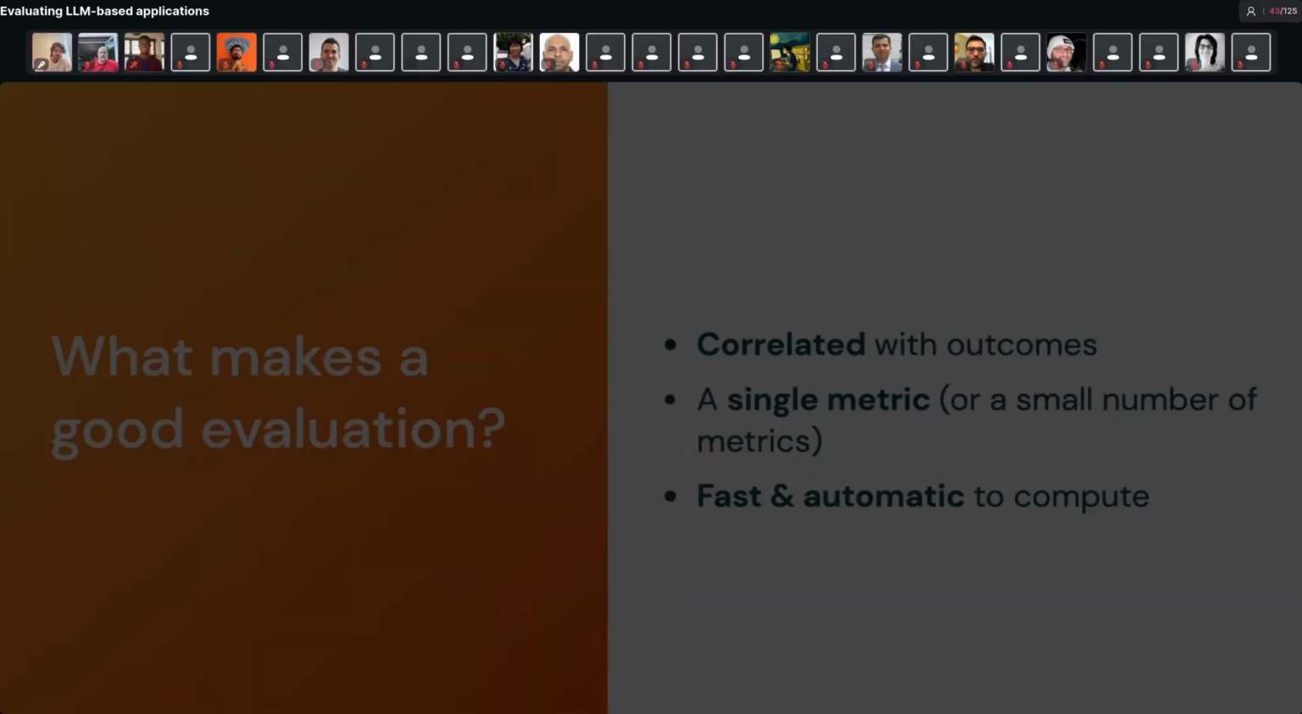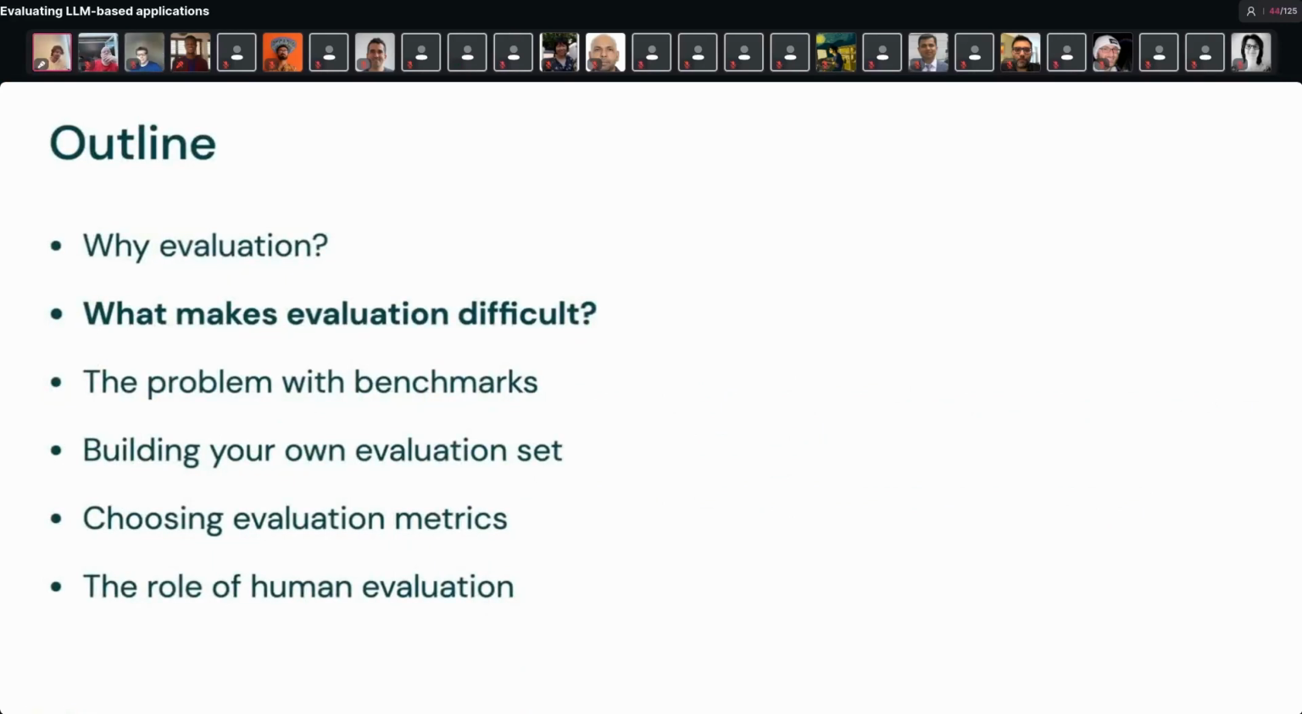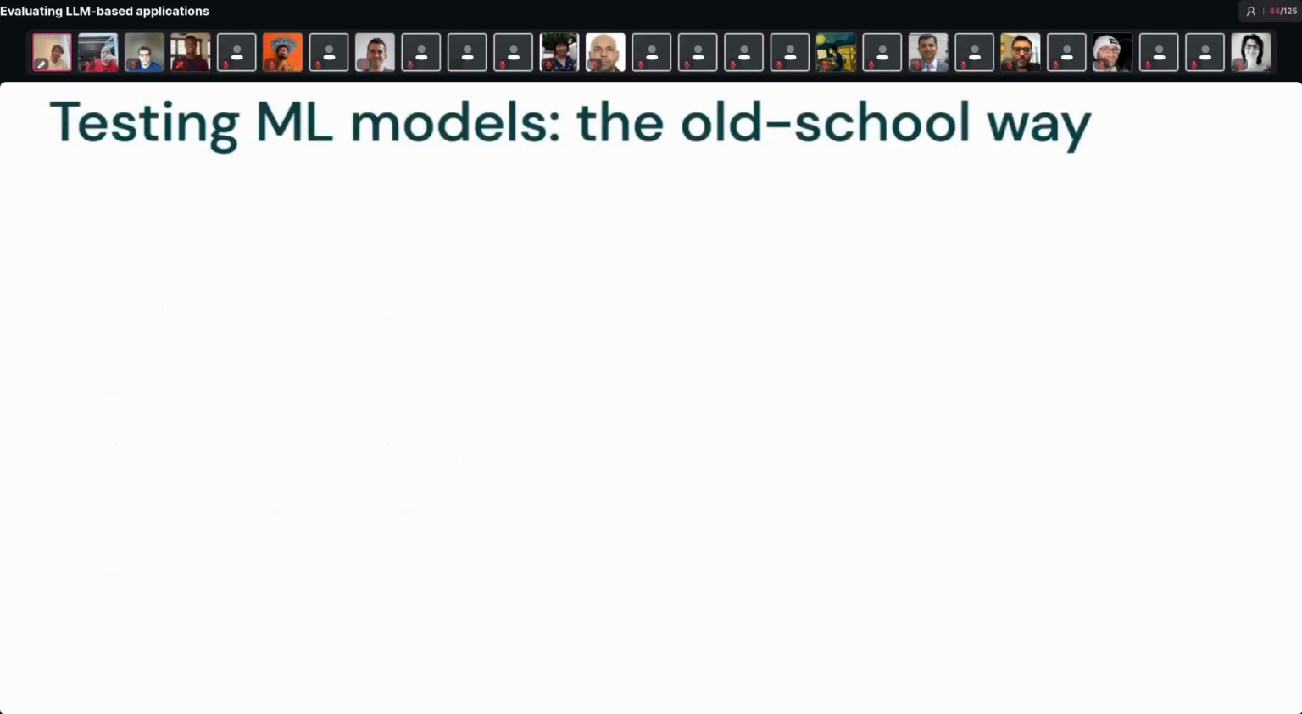Okay, next thing we're going to talk about: we talked about why evaluation is important, and what makes a good evaluation metric or evaluation suite. Next we're going to talk about why this is hard. So I'm going to ground us a little bit in old school machine learning, machine learning as of circa 12 months ago or older, the old way this used to be done.